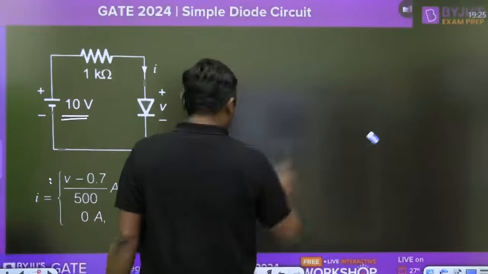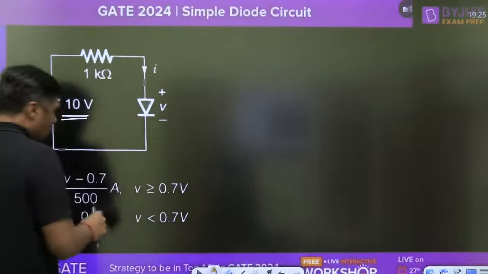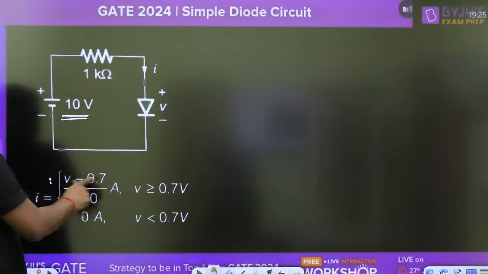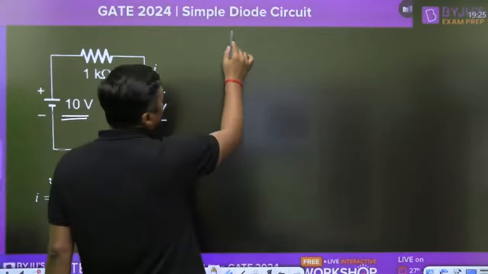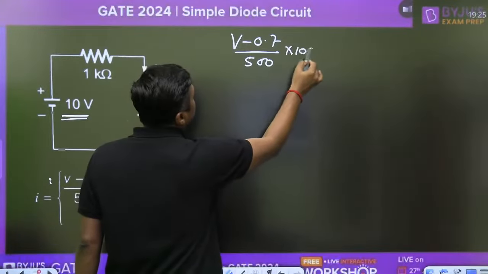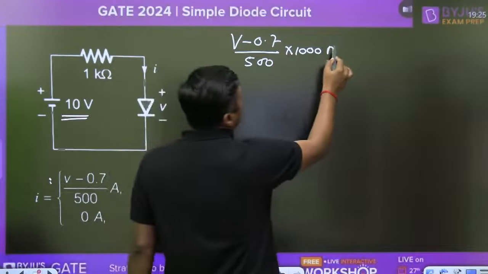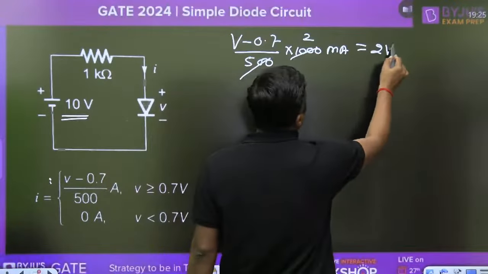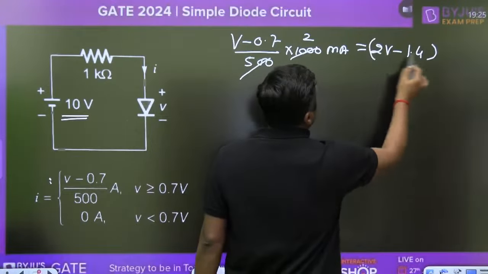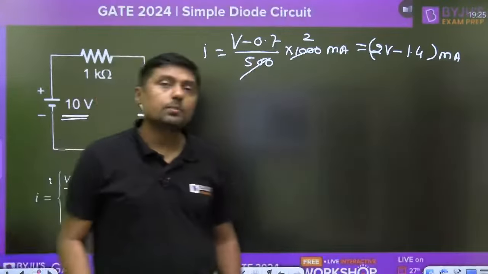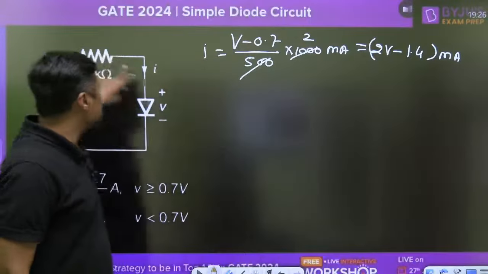now the diode is on. If the diode is on, it will follow this formula: (V minus 0.7) upon 500 ampere. What is the resistance in kilo ohm? So why can't we convert it into milliampere? Yes, we can convert. (V minus 0.7) upon 500 ampere multiplied with 1000 is converted into milliampere. So 500 will become 2, and it becomes 2V minus 1.4. Now this is the current in milliampere. I is equal to 2V minus 1.4, converted into milliampere because the resistance is in kilo ohm.